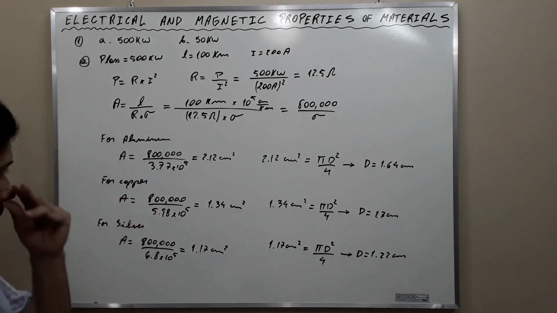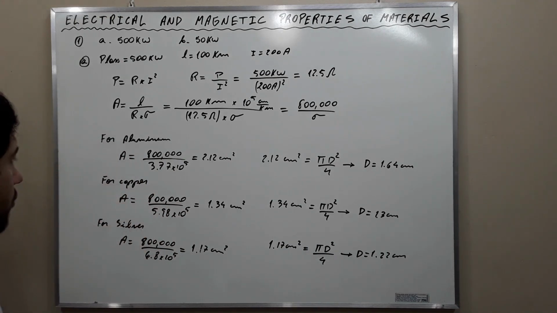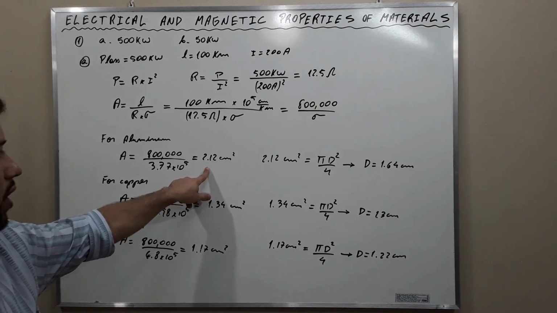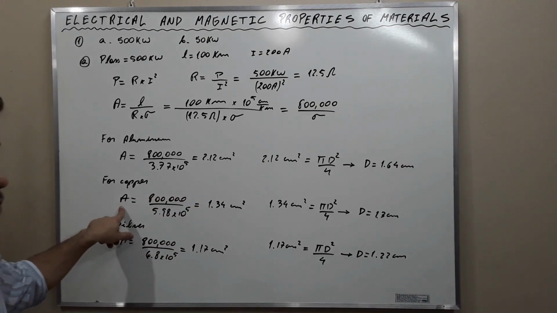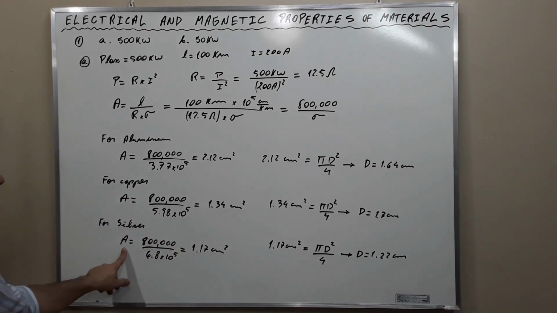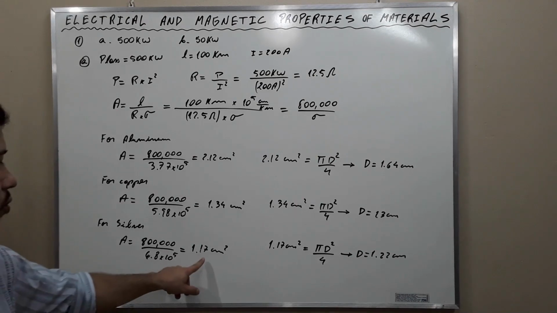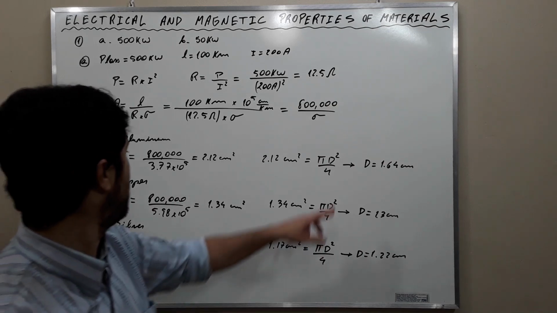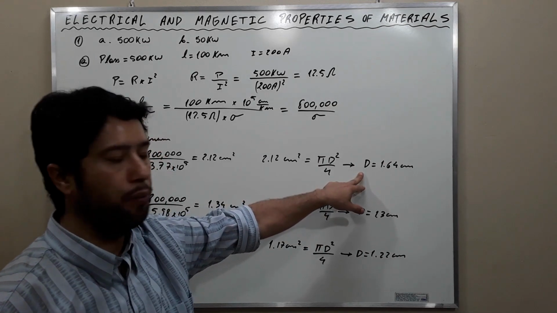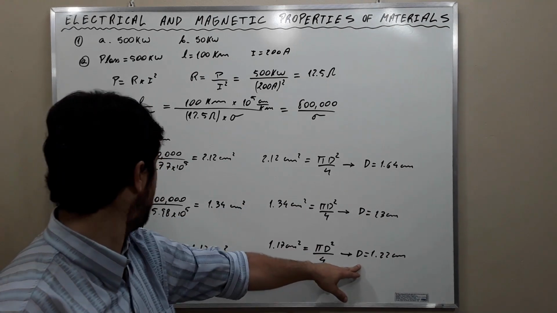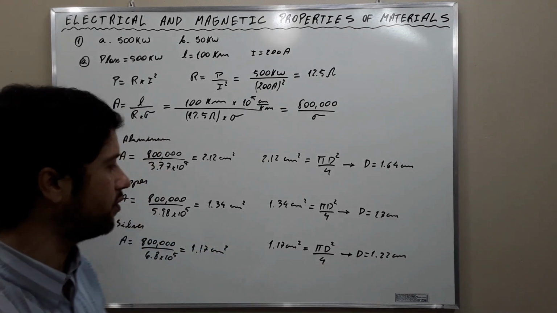Okay, these are the parameters of the cable. If we choose aluminum, copper, or silver, the cross-sectional area for aluminum is 2.12 square centimeters, for copper 1.34 square centimeters, and for silver 1.17 square centimeters, and the diameter for aluminum is 1.64 centimeters, for copper 1.3 centimeters, and for silver 1.22 centimeters. Okay.